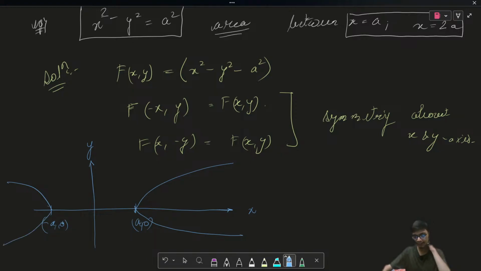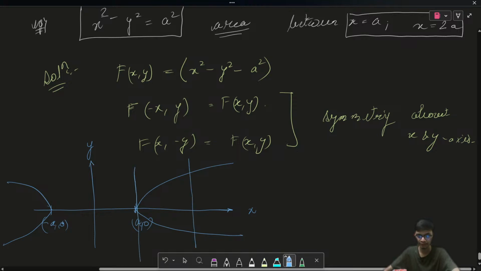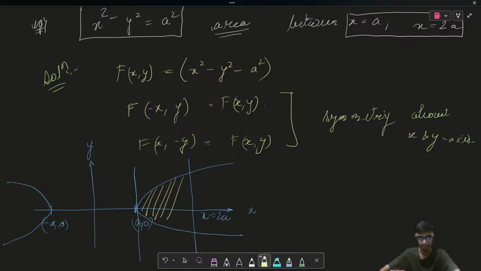Now I have to find the area between x equals a and x equals 2a. So ultimately I have to find this particular area. If you note carefully, in order to find this area, I can use symmetry.